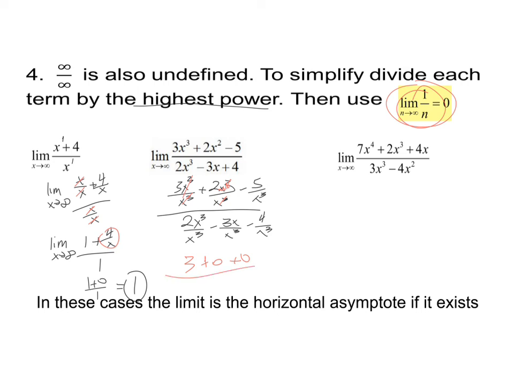And then on the bottom, our x cubes cancel again, so we get a 2. And then the other 2 would be very similar to the previous 2. One of the x's would cancel, so we'd have 3 over x squared, which would become a 0. 4 over x cubed is also 0. So all of this simplifies down to just 3/2. So that's it for dealing with infinite limits. We're basically just dividing by the highest power.